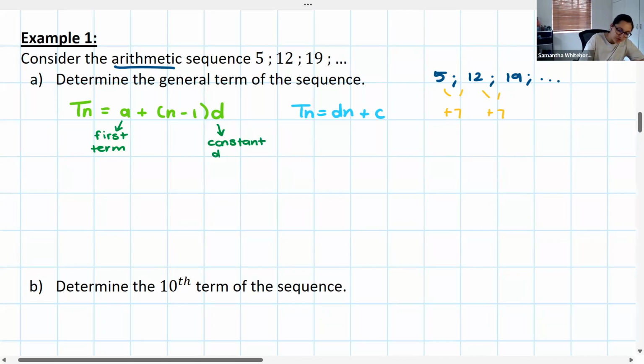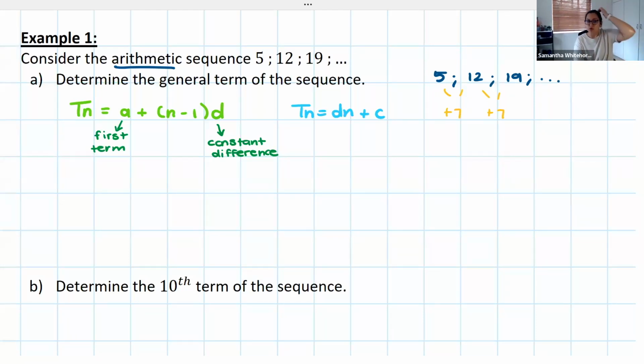So as long as we've got those two things, we are able to find our formula. So we need the first term and we need the constant difference, and then we're sorted. N is still the position of your term. So the first, second, third, fourth, fifth, etc. Tn is still your term value. So that doesn't change from what we spoke about on Monday with the quadratics. It's still the same. But A and D are new here because we're working with a new type of pattern.